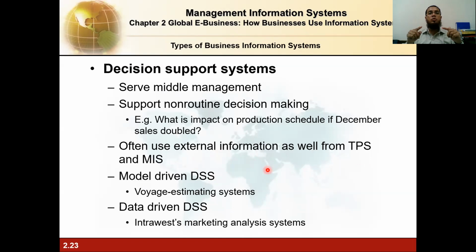So the input to the decision support system is from the TPS as well as from outside information, like government policies, a tax reduction or tax rebate by the government, etc. There is the model-driven decision support system and the data-driven decision support system. In the model-driven decision support system, we have different models working. For example, if you study the MRP, material requirement planning, this is a model-driven decision support system, and here they give the example of the voyage-estimating system.